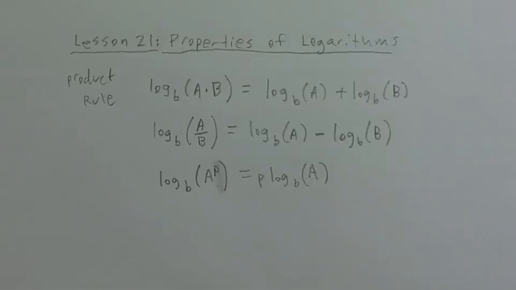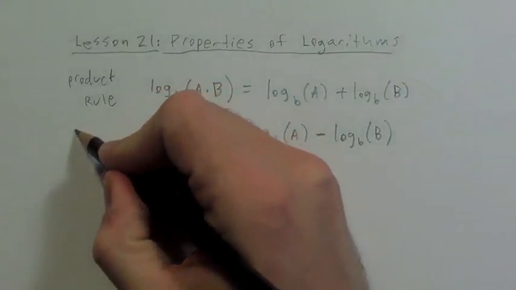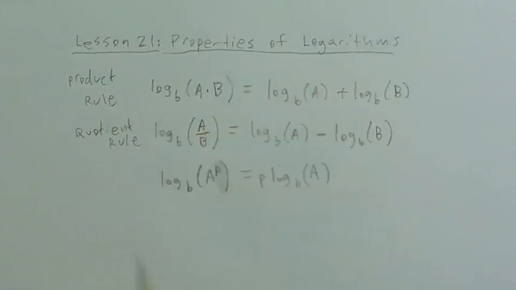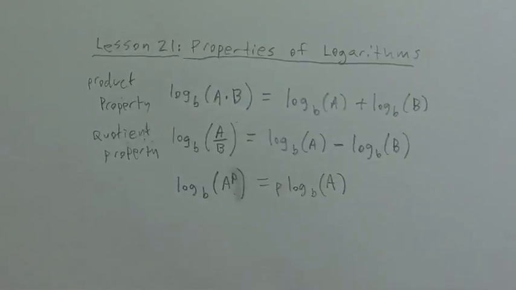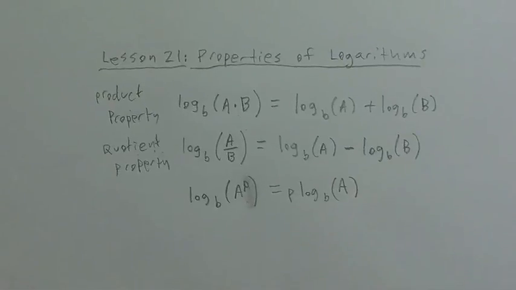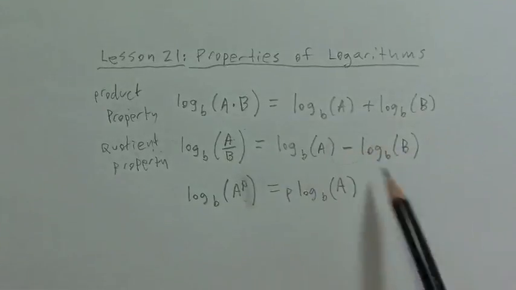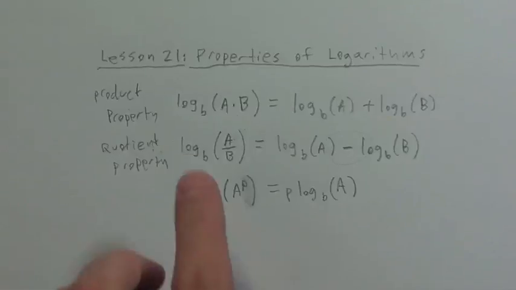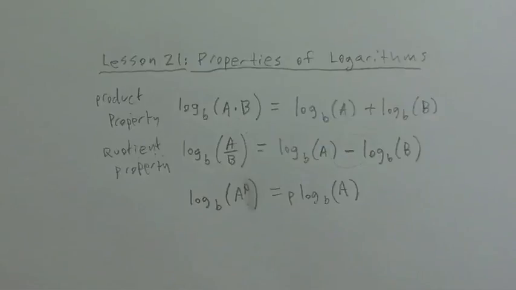Okay, and we have a similar thing for division. If I divide two things, this is often called the quotient rule or the quotient property. Maybe I should use property instead of rule there. There we go, got it rewritten as property now. So if I have the log of two things dividing, I could split it up with subtraction instead of addition. So the log of A over B would end up being log of A minus log of B.